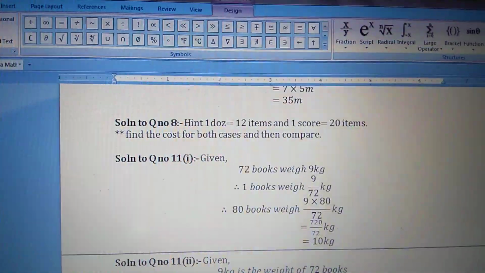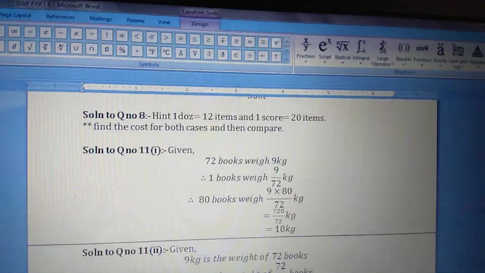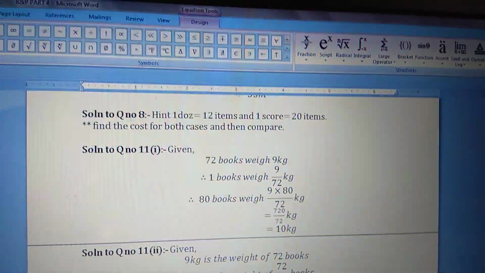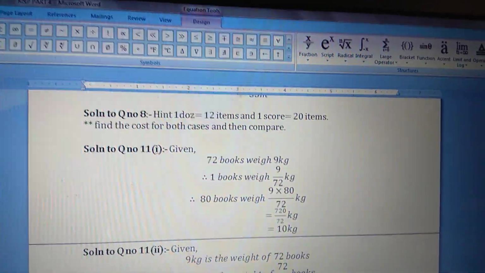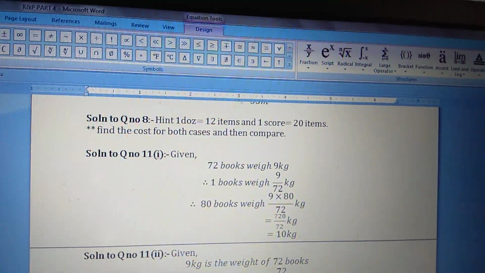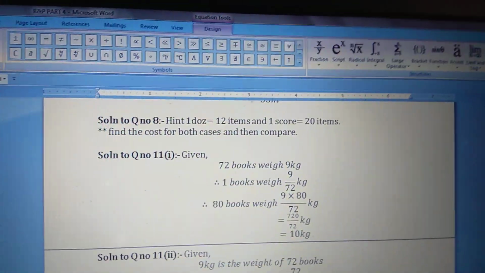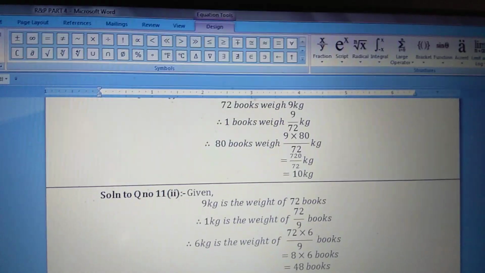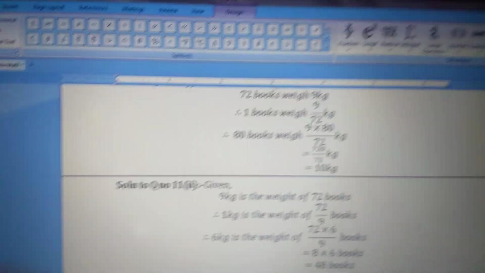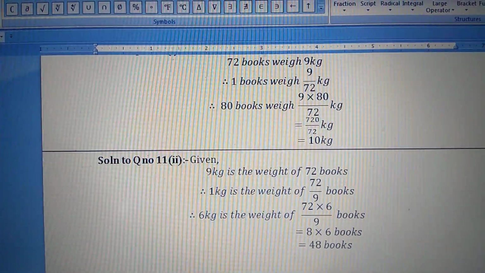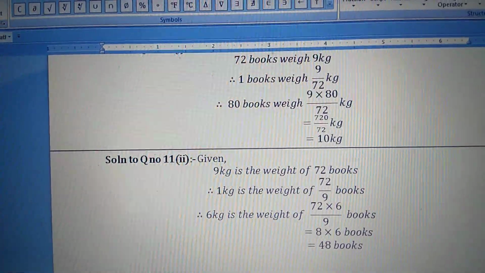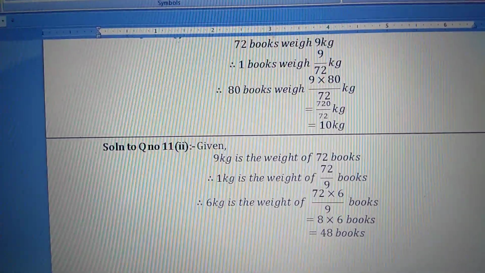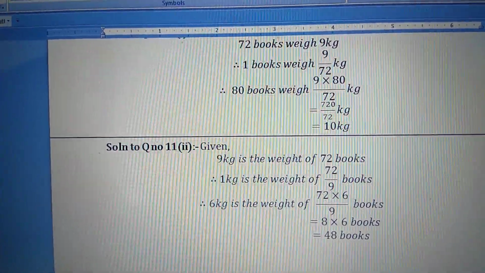I am giving a hint for question number 8. In question number 8, there are dozens and scores. 1 dozen equals 12 items and 1 score equals 20 items. In a similar way, I have solved question number 11's subdivisions 1 and 2 also. Just have a look. Just be careful in the unitary method. When we find for 1, there is always divide, and next to the one's line it is always multiply. This is the main thing you need to follow when you use the statement rule.